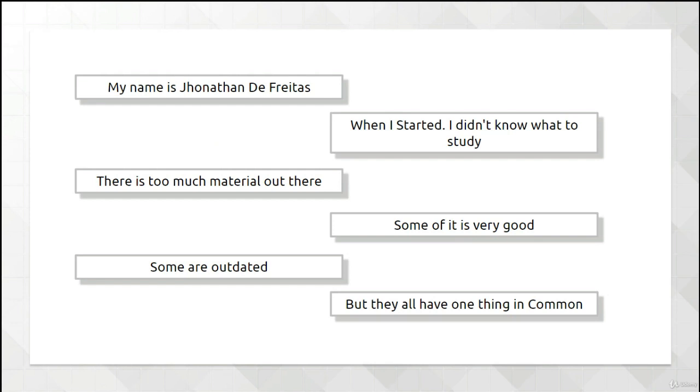When I started, I didn't know what to study because out there is too much material. Some of it is very good, but some is not that good or is outdated, and it might cause confusion at the moment of learning, and instead of making your life easier, it tends to complicate things.